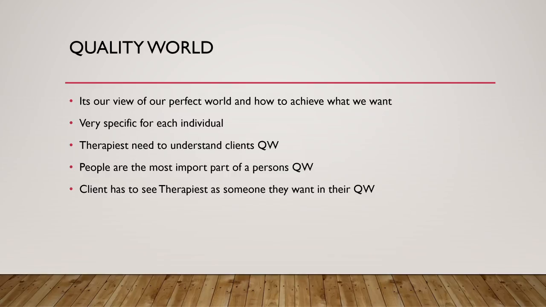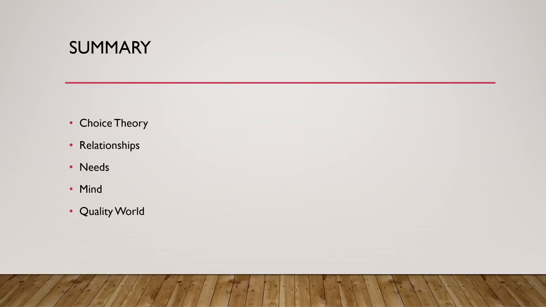So it's extremely important that the client understands this, and that they understand how they're trying to get this person into their quality world. In order for the therapeutic relationship to be successful, the client has to see the therapist as somebody that they want in their quality world. So part of the therapist's goal is to understand the client's quality world, and then understand how they fit into it. And that involves skills on the part of the therapist. So that's really it, just a quick summary.